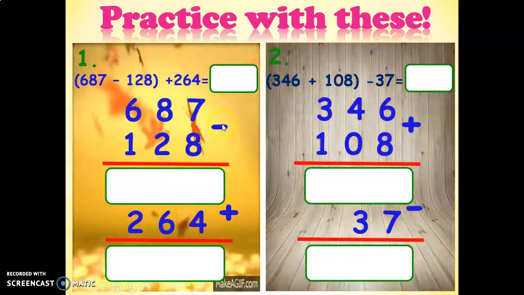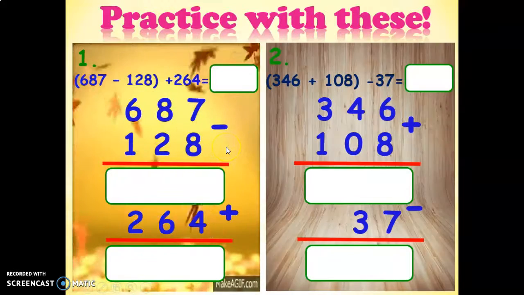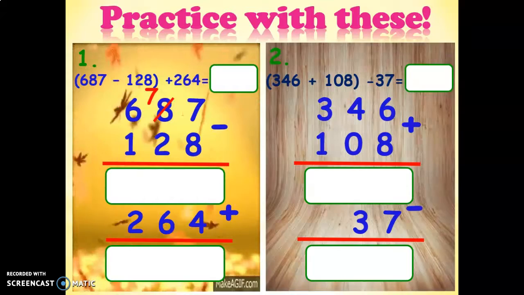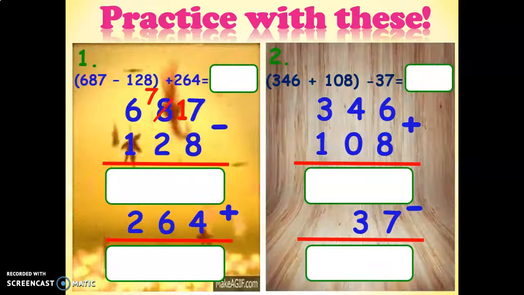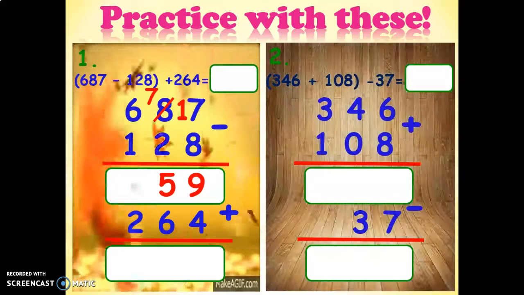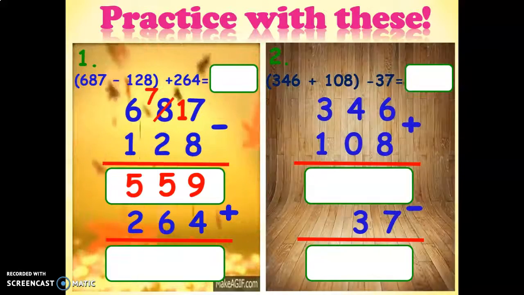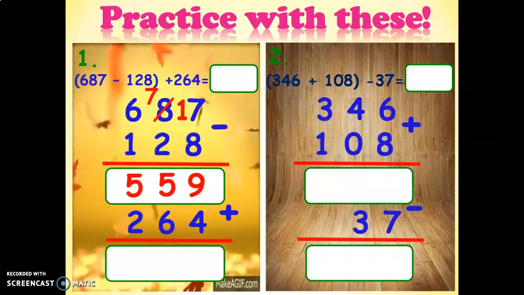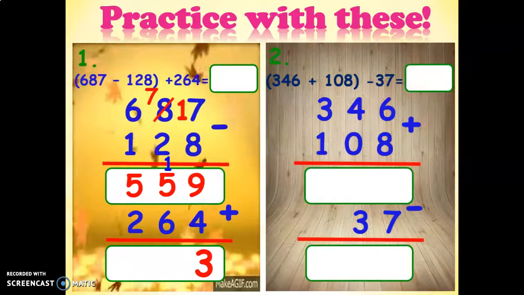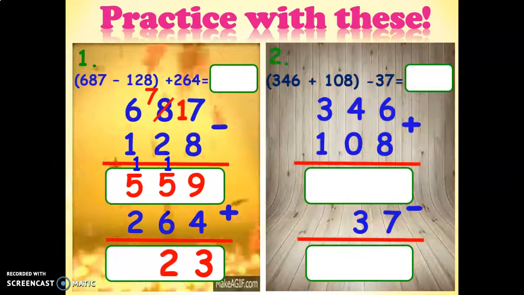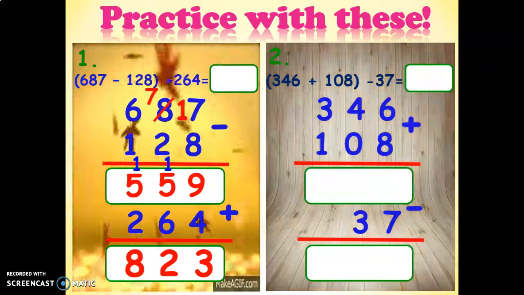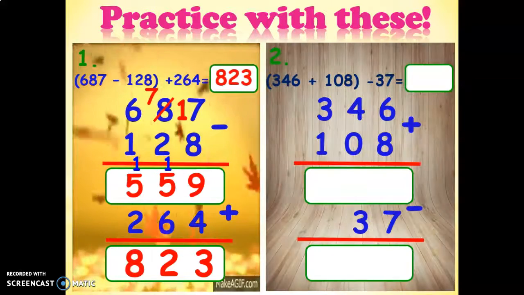It's 687 minus 128. 7 minus 8 cannot, so we need to borrow from 8, and 7 becomes 17. 17 minus 8 is now 9, 8 minus 2 is 5, and 6 minus 1 is 5. Now let's add 264. 9 plus 4 equals 13. Carry 1 on top of number 5. And then the next answer is 12. Carry 1 on top of 5. Last number is 8. Final answer is 823.